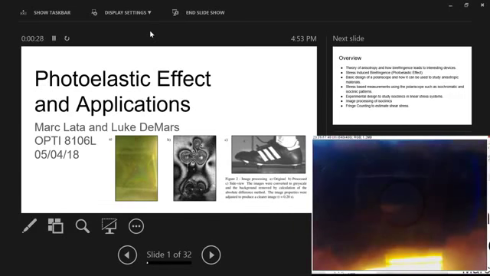Photoelasticity. Yes. Alright, well, I'm going to get started. So, for our mini project for Physical Optics Lab, we studied photoelasticity.